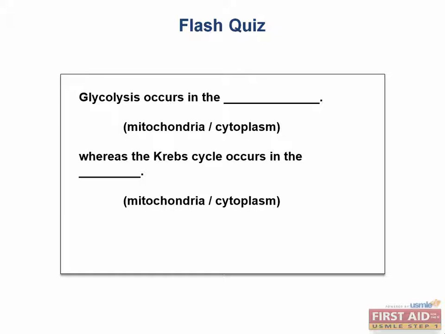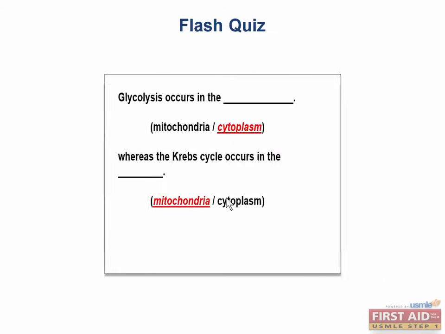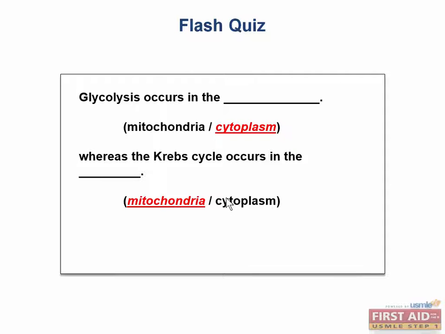Let's see how well you're paying attention. Glycolysis occurs in either the mitochondria or the cytoplasm, whereas the Krebs cycle, the TCA cycle, or the citric acid cycle, is going to occur in which one? Well, it's important to know where these two paths occur. Glycolysis is going to occur in the cytoplasm of the cell, whereas the TCA cycle or the Krebs cycle is going to take place within the mitochondria. This will be an easy test point, so make sure you know where these reactions are taking place.